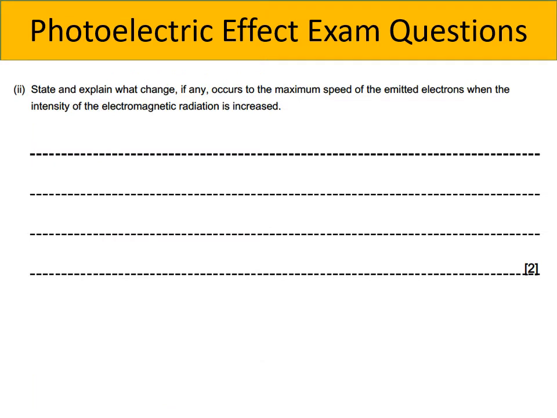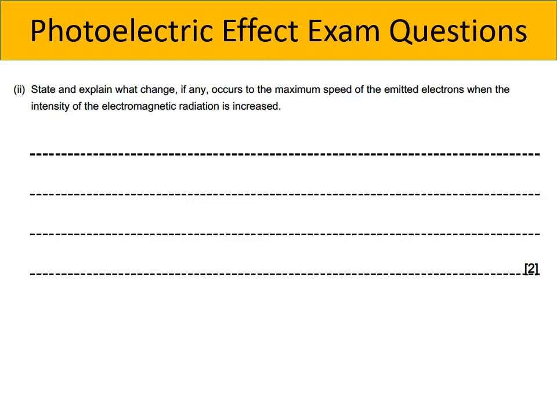Part 2, which is worth 2 marks. State and explain what change, if any, occurs to the maximum speed of the emitted electrons when the intensity of the electromagnetic radiation is increased. That little bit there that says "if any" is a bit of a hint actually to the sort of answer that we expect as well.